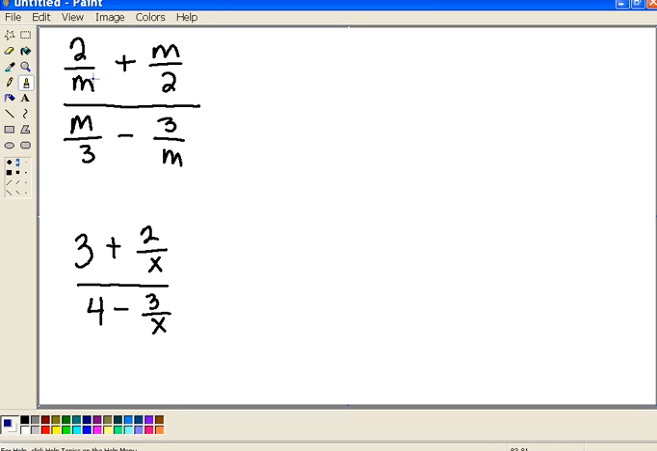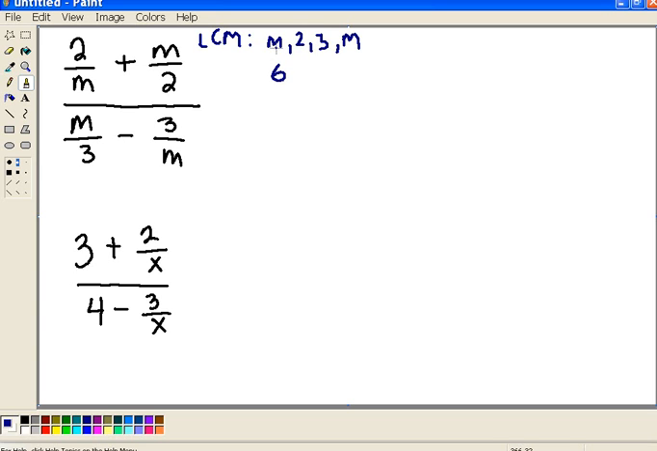So if I'm going to do them all, I want to look at all the denominators. I have an m, a 2, a 3, and an m. And I'm looking for the least common multiple of all denominators. So m, 2, 3, and m. Now the first thing I'm going to do is look at my numbers and try to figure out what the LCM is of my numbers. I've got a 2 and a 3. So the smallest number that both of those go into would be a 6.